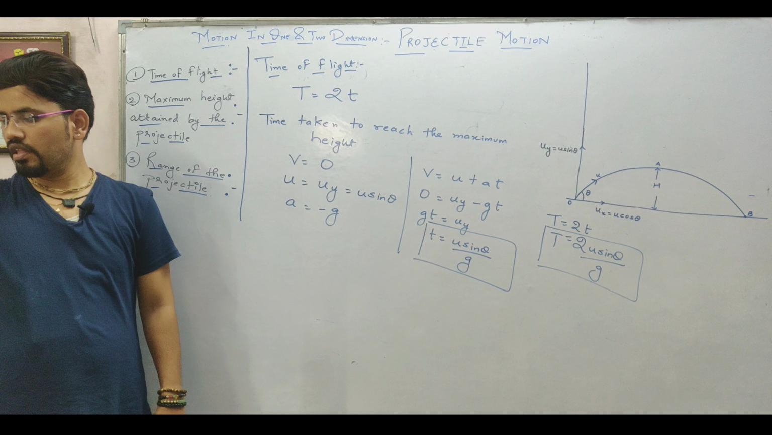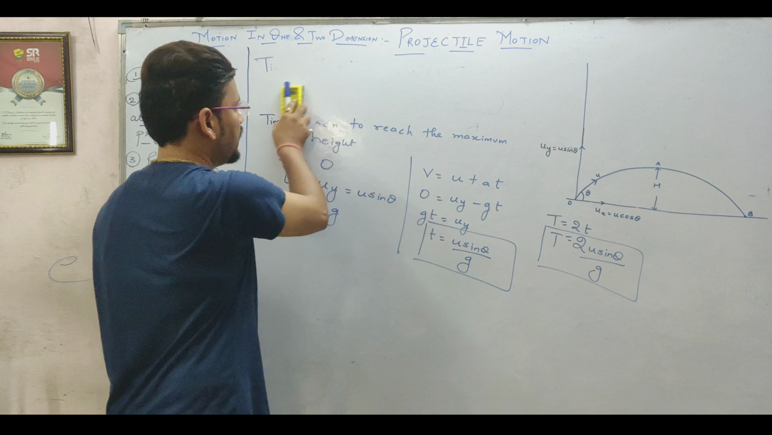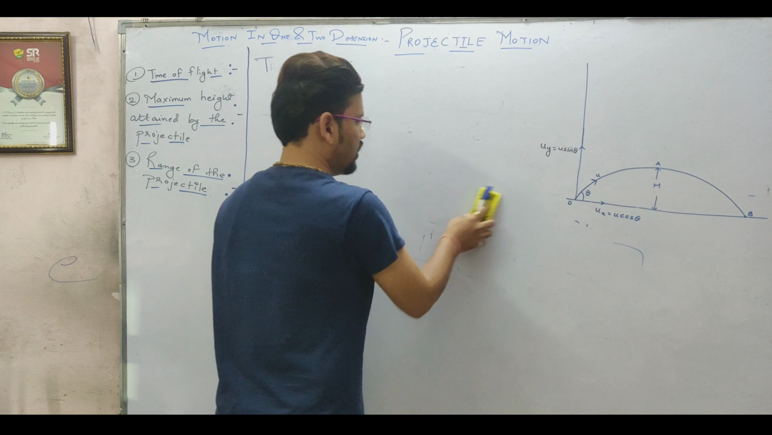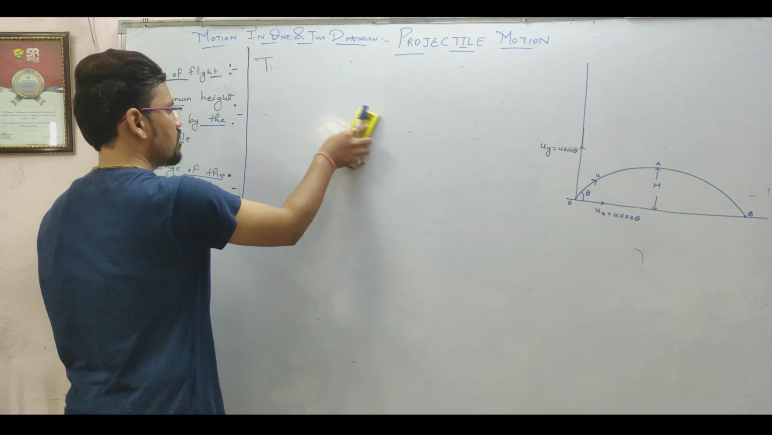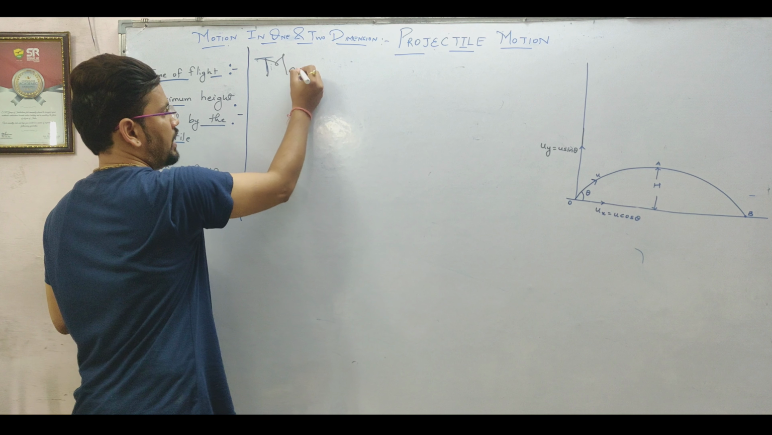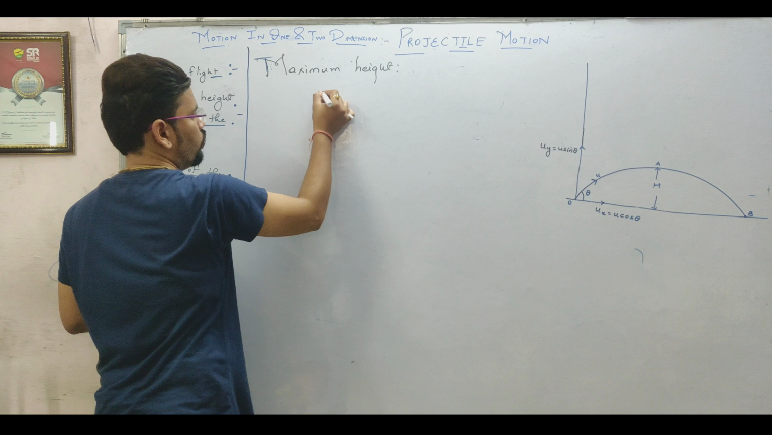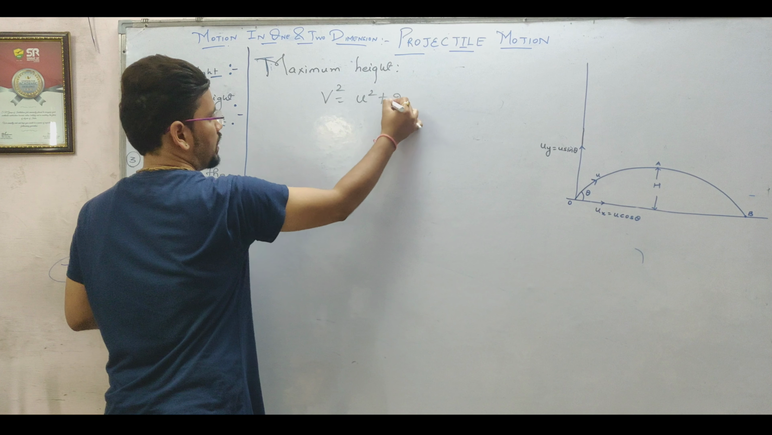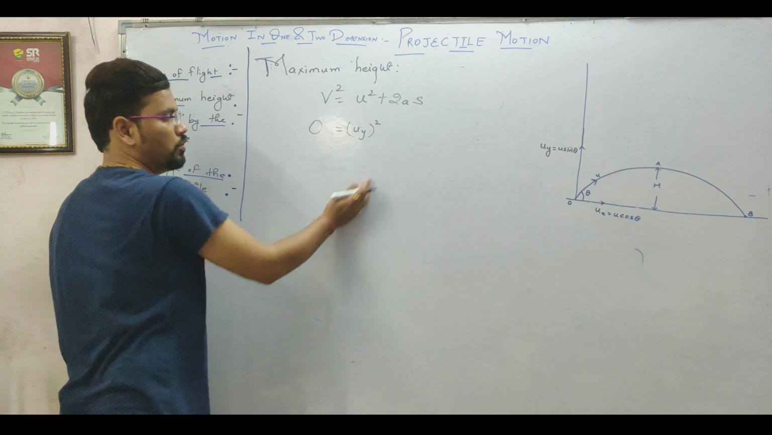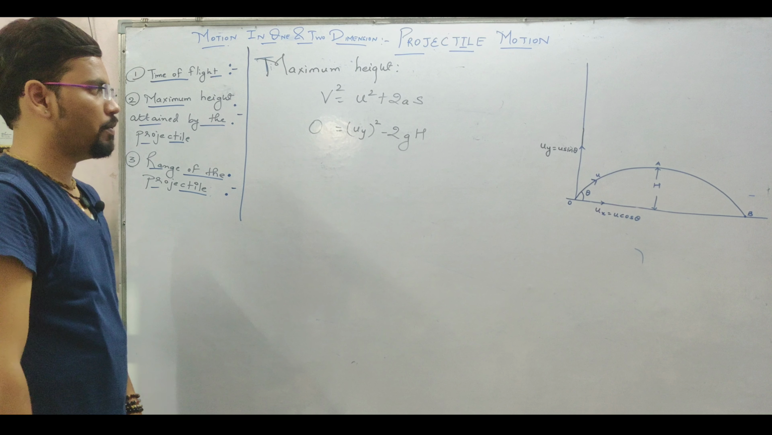Okay. Now moving on to the second derivation. The second derivation is on the maximum height attained by the projectile. So here also we are going to use Newton's equation of motion, the third equation of motion, v square is equal to u square plus 2as, for the maximum height attained by the projectile. Using the equation v square is equal to u square plus 2as, v is 0, u will be uy, vertical motion, a will be minus g, and s will be equal to the height attained by the projectile.